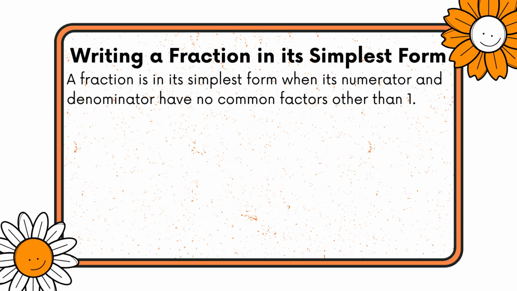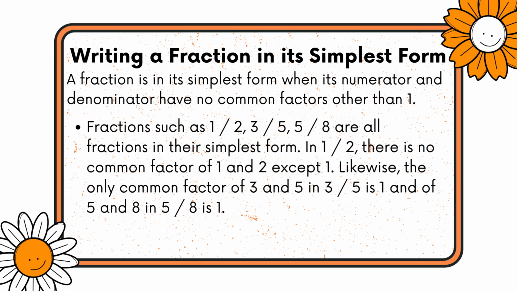Writing a fraction in its simplest form. A fraction is in its simplest form when its numerator and denominator have no common factors other than 1. Fractions such as 1 by 2, 3 by 5 and 5 by 8 are all fractions in their simplest form. In 1 by 2, there is no common factor of 1 and 2 except 1. Likewise, the only common factor of 3 and 5 in 3 by 5 is 1, and of 5 and 8 in 5 by 8 is also 1.